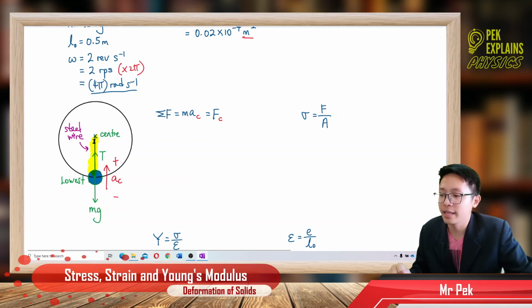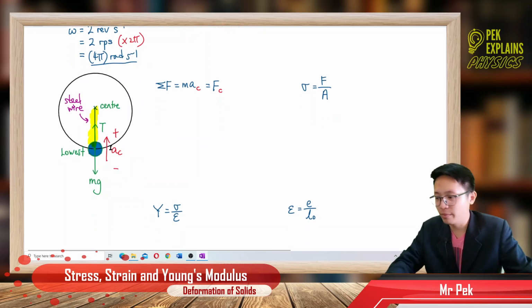And because the center is above the ball, so our centripetal acceleration... Remember, for circular motion, it has centripetal acceleration towards the center of the circle. So because our center is at the top, our centripetal acceleration is to the top, going upward.